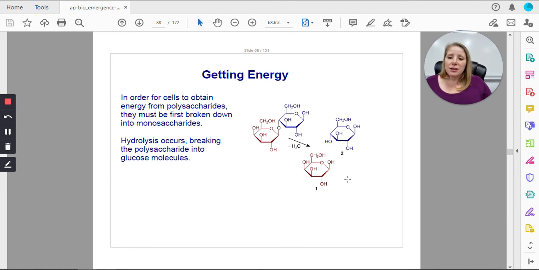To get energy from a polysaccharide, we have to break them down into their monosaccharides, so you have to use hydrolysis to break that. And so again, you have your sucrose, and then you add water, and water will come in and bond here and here, here and here, allowing them to split.